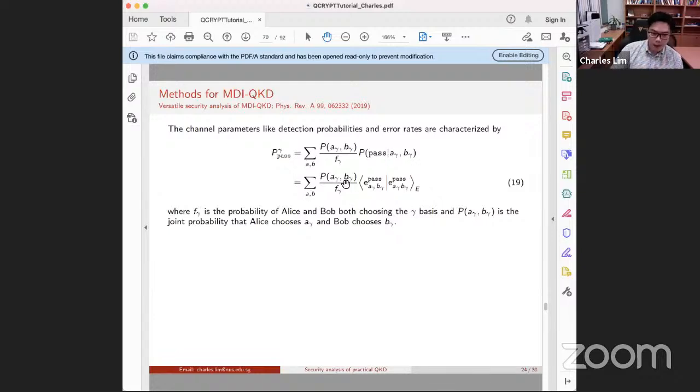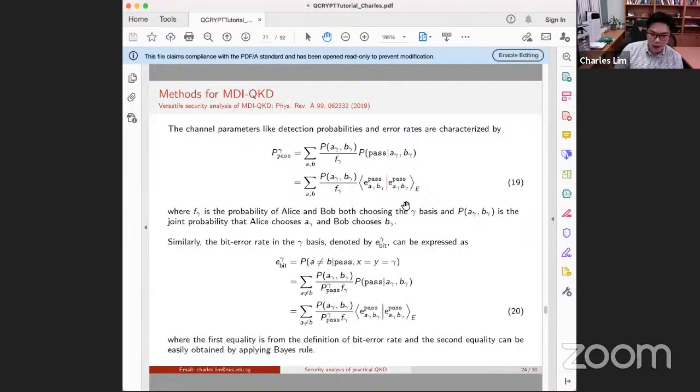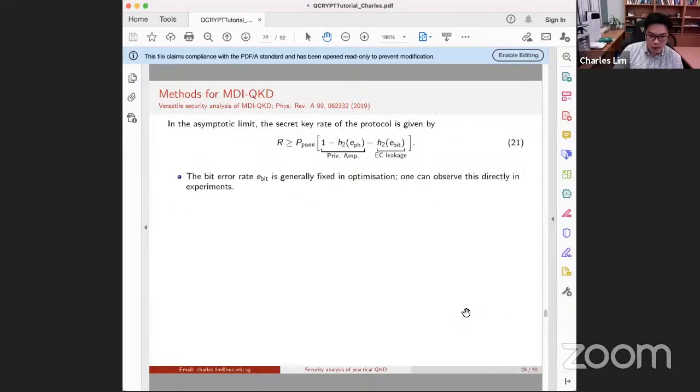And this is what you could do based on this equation here: the probability of success for a given basis is also related to the inner product of Eve's side information. Likewise, for the bit error rate, you can use Bayes' rule to relate it in the same fashion to Eve's Gram matrix information. Now, because we're looking at the asymptotic limit, you can consider the typical Shor-Preskill QKD formula. On the left-hand side is the privacy amplification analysis, and on the right-hand side is the error correction leakage.